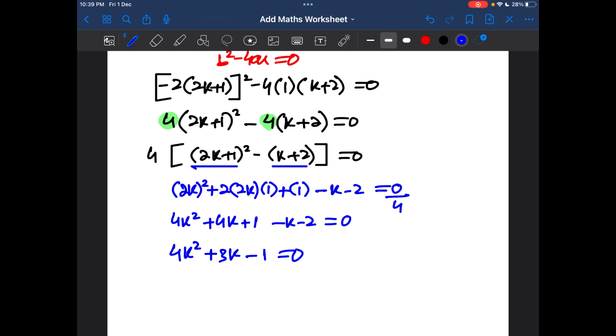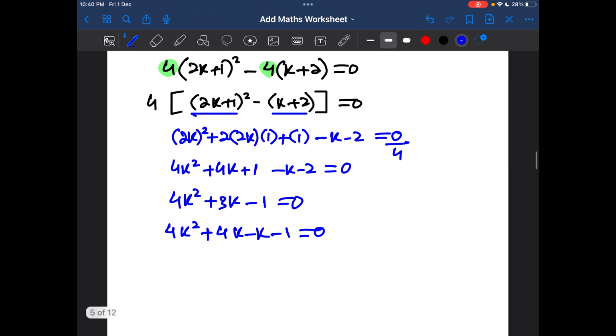You need to find out the value of k. I'm going to break the middle term. I can have 4k minus k. I've broken the middle term into 4k minus k minus 1 equal to 0. I took 4k common in the first two terms. I got k plus 1. I got minus 1 common in the last two terms. I got k plus 1 in the bracket.